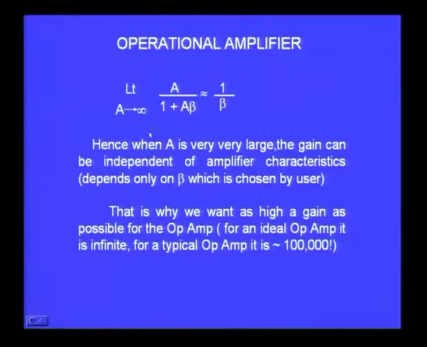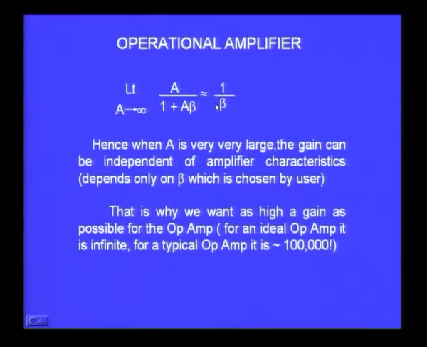So now what will happen in the limit A tending to infinity? When A tends to infinity, A by 1 plus A beta will almost be equal to 1 by beta. So you divide numerator and denominator by A, and you would find, it is very easy to see, that the gain with feedback when A tends to infinity will be 1 by beta, and that means it is independent of A, the gain of the amplifier. It depends only on beta, which is a feedback ratio, which is actually in our hands.